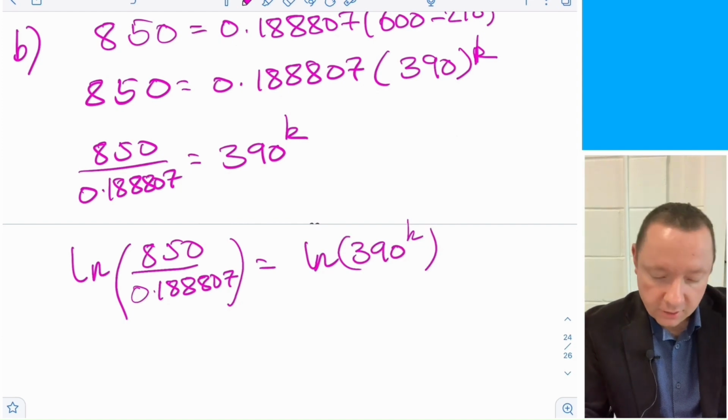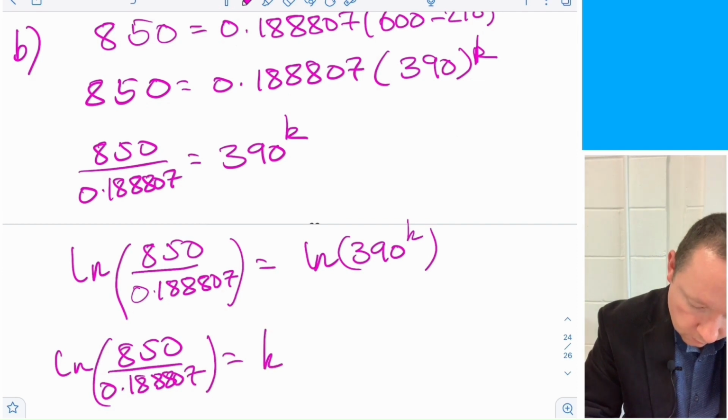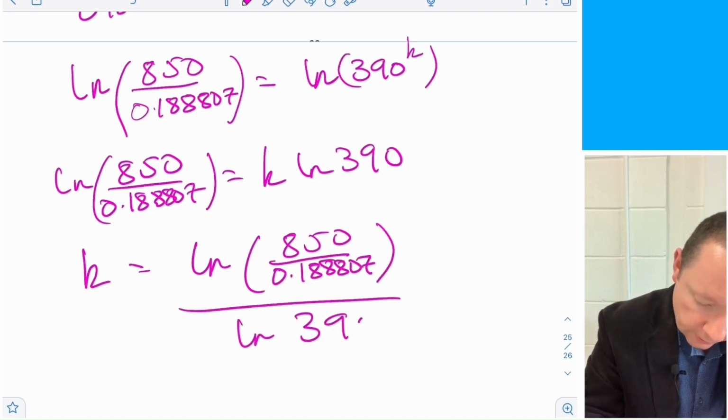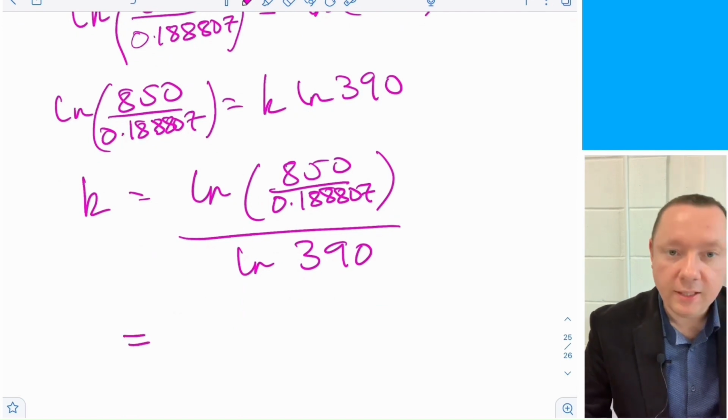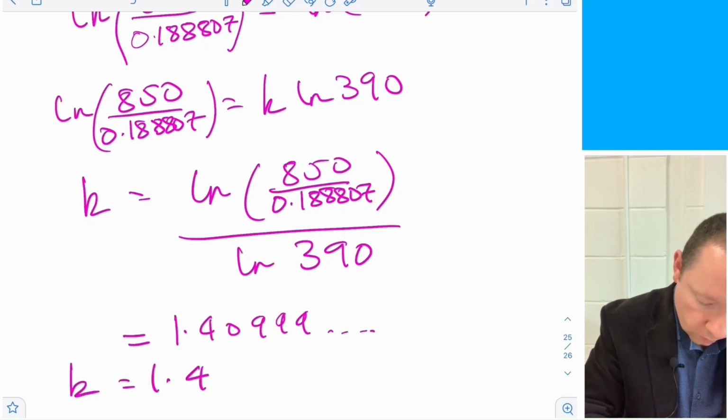Taking the k to the front then, k equals log of 850 over 0.188807 divided by the log of 390. So it's time to get a calculator to work these out. 1.40999, so k equals 1.41.